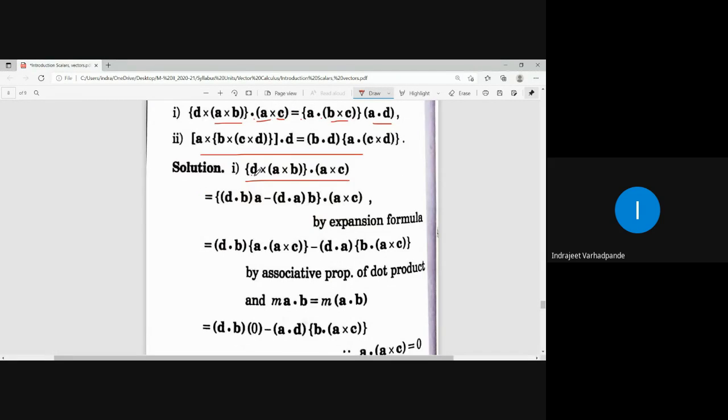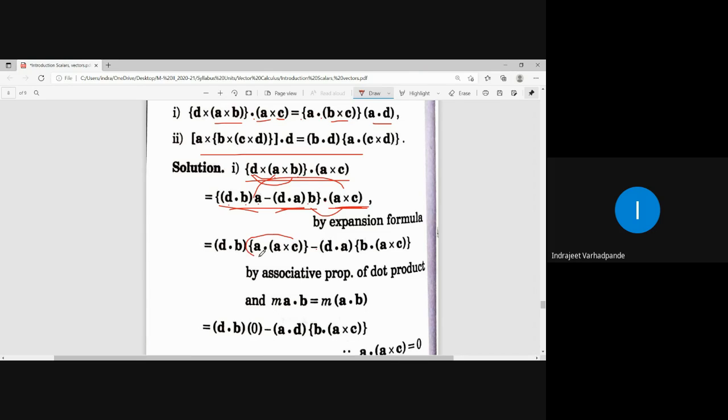So d bar cross (a bar cross b bar) will be (d bar dot b bar) into a minus (d dot a) into b. This is with the expansion formula, and the dot is taken over a bar cross c bar. Now individually the terms will be multiplied, right? This term multiplied by this, multiplied by this. So (d dot b) into (a dot a cross c) minus (d dot a) into (b dot a cross c).